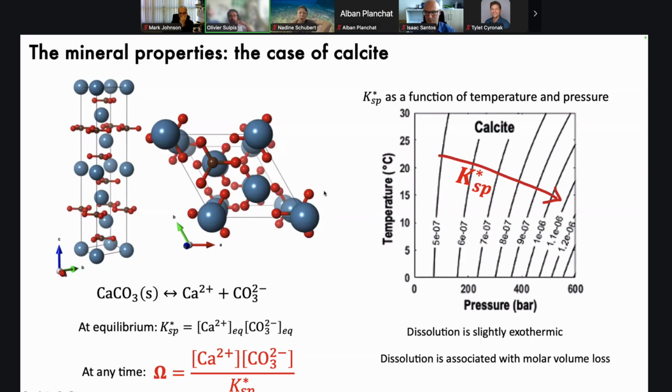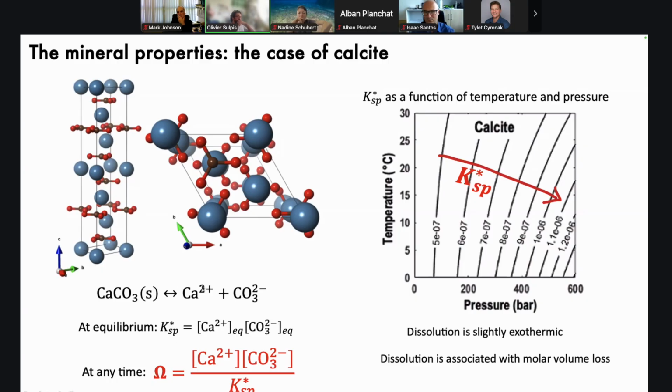So if we look at a few more chemical formulas, I promise I will not have a lot in this talk. It's almost the last time you see a chemical formula here. So here we are looking at the crystal structure of the mineral called calcite. It's the most abundant form of calcium carbonate in the ocean.